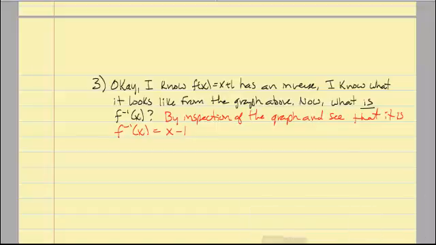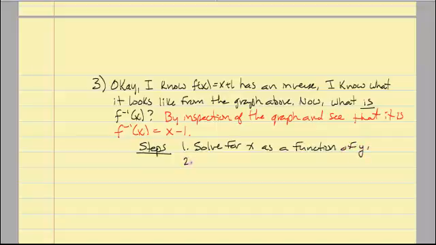But now the question is, how would I do this for a more complicated function? Is there an algorithm or a series of steps that I can follow to see what's going on here? So let's go ahead and look at the steps that we would usually take. Usually we can't just look at something by inspection and figure out what to do. The first step is to solve for x as a function of y. And then after we've solved for x as a function of y, I interchange the variables x and y.